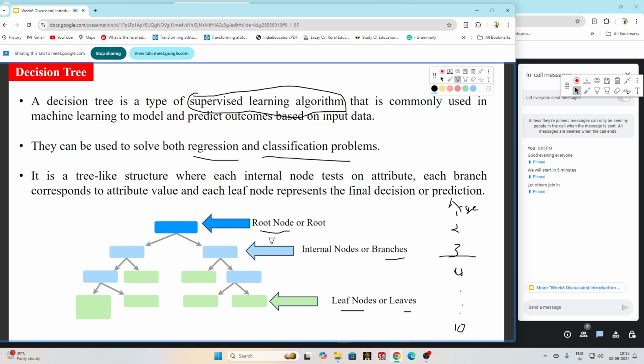Okay, root node is the main node. The characteristic of the internal nodes or branches is that they have an arrow pointing towards them as well as an arrow pointing away from them. That is one of the characteristics of the internal node. And the characteristic of the leaf node is that it has only an arrow pointing towards it, not away from it. That is why it is known as a leaf node. This leaf node is also used for prediction. So this whole is known as a decision tree.